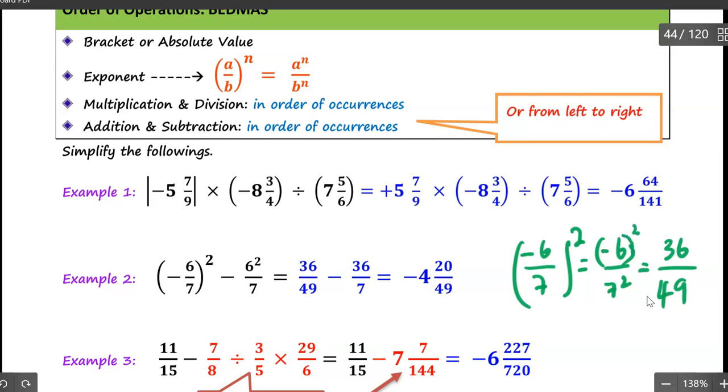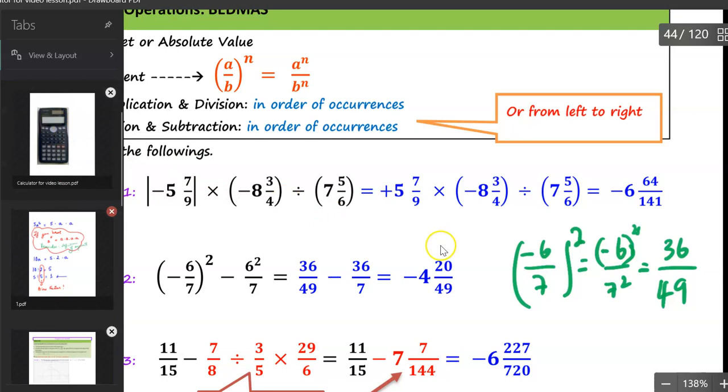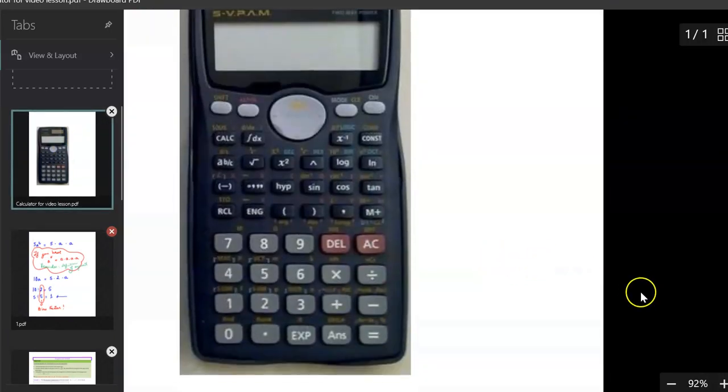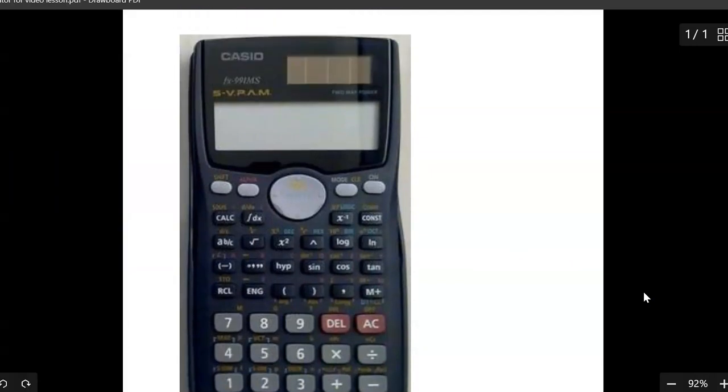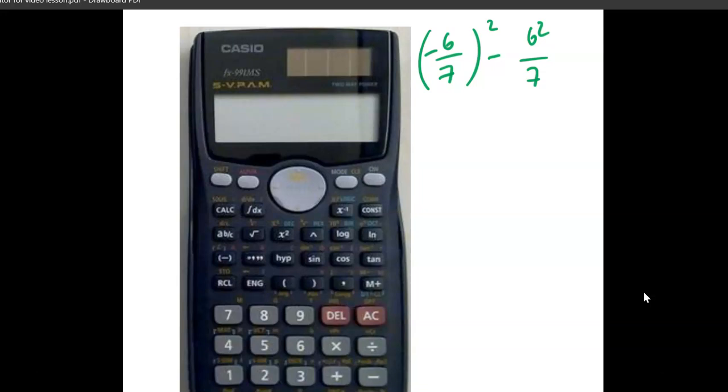So right here, what happens if we use the calculator? For the calculator, this is what we will do. I will show everyone how to put it into this calculator in one step. For the calculator, the question I need to work with is negative 6 over 7, all of it square, subtract 6 square over 7. So what you should do is right away, click on this bracket.